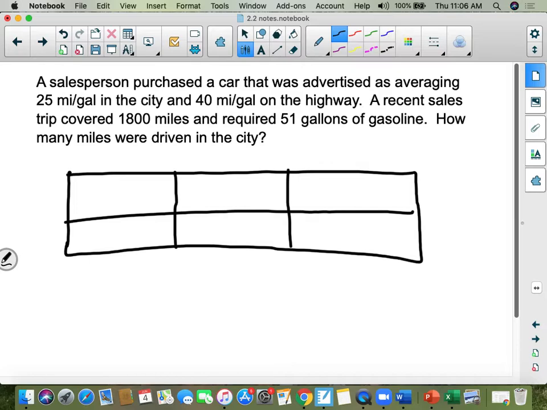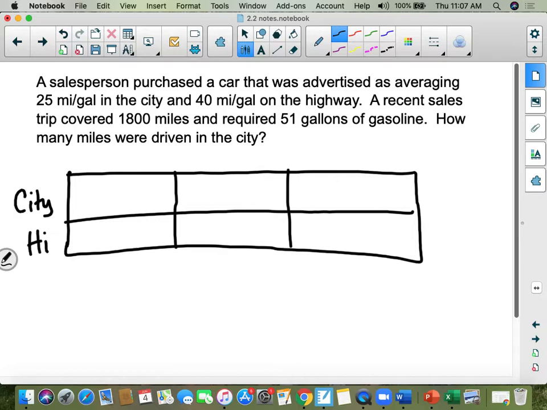A salesperson purchased a car that was advertised as averaging 25 miles per gallon in the city and 40 miles per gallon on the highway. A recent sales trip covered 1,800 miles and required 51 gallons of gasoline. How many miles were driven in the city? So we are talking about city and highway.